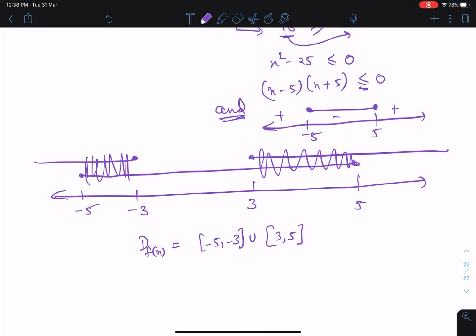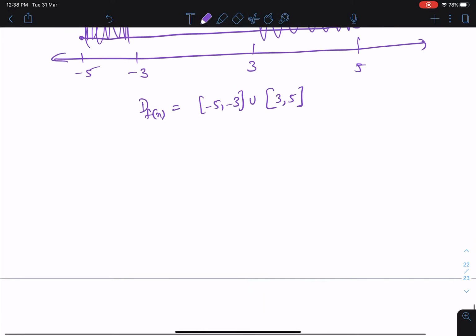Now I'm giving you one more question, one more illustration for you. Okay, so let's take one more.